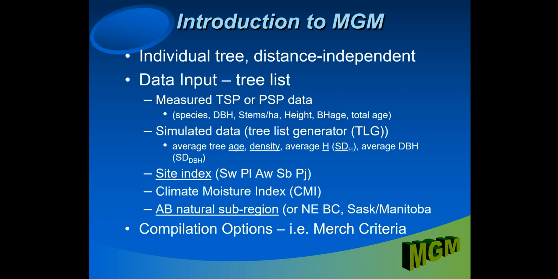We need to use site index. We have to have climate moisture index, and we can specify the natural region, Alberta, BC, Saskatchewan, and then we can get into subregions, etc. And we also have the option to set up things like the merge criteria.